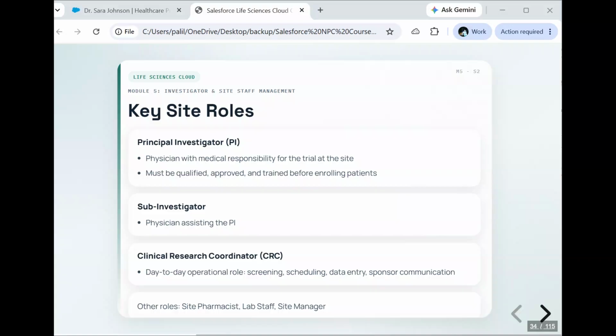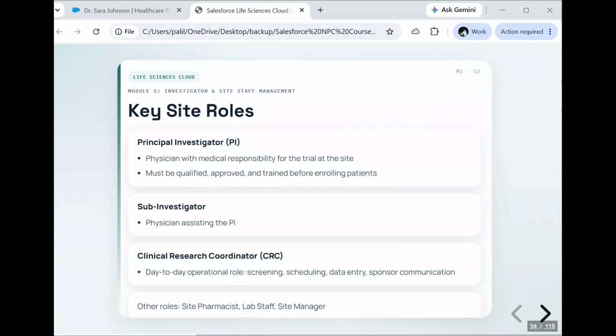The principal investigator, almost always called the PI, is the physician who bears medical and regulatory responsibility for how the trial is conducted at their site. The PI must be formally listed with the regulatory authorities and must be trained on the specific study protocol before any patient can be enrolled. The sub-investigator assists the PI and may see patients and make study-related medical decisions.